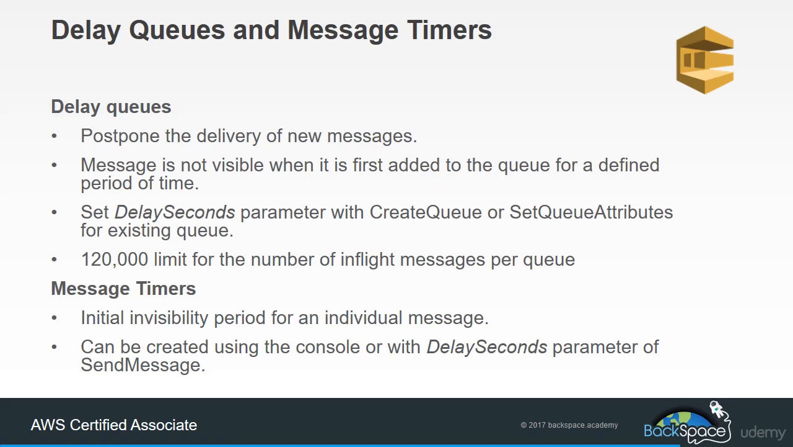Delay queues and message timers allow for timing changes to be made to a message's life cycle. So delay queues postpone the delivery of new messages, and the message is not visible when it is first added to the queue for a defined period of time. That defined period of time is set with the delay seconds parameter with the create queue or set queue attributes command for the existing queue. You need to remember that there is a 120,000 limit for the number of in-flight messages per queue. So make sure that if you implement a delay queue, that limit is not going to be exceeded.